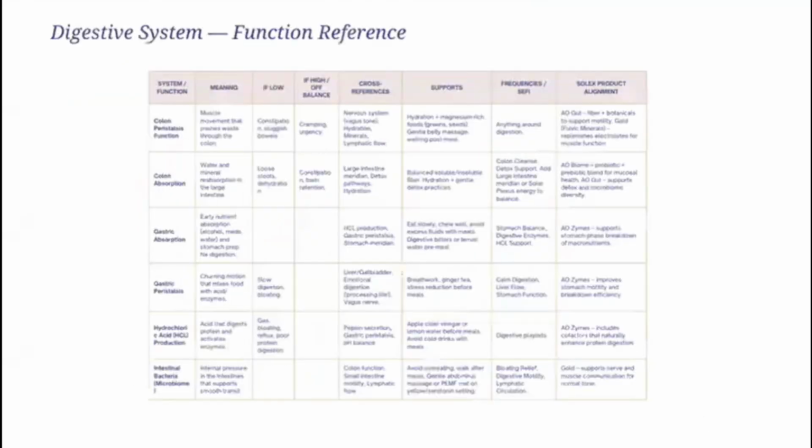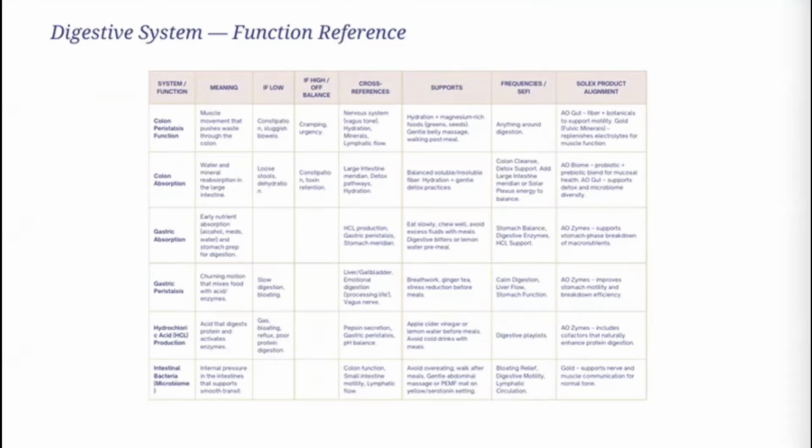Our digestive system function reference is found in your manual on pages 27 and 28. This is simply information from our AO scan, so you can go to that and check if any of those are out of balance. But again, what we've done is give you some extra information here so that you can dive a little deeper with your client. So we have the meaning of that particular system.